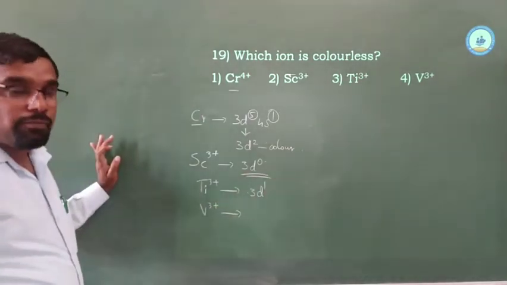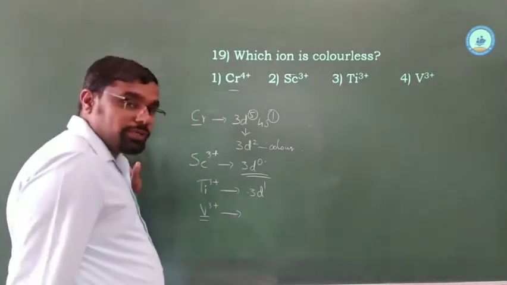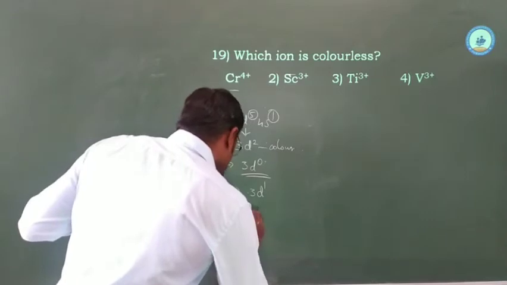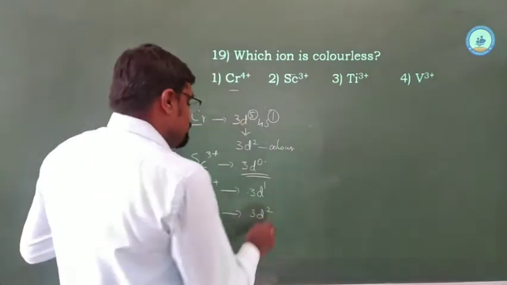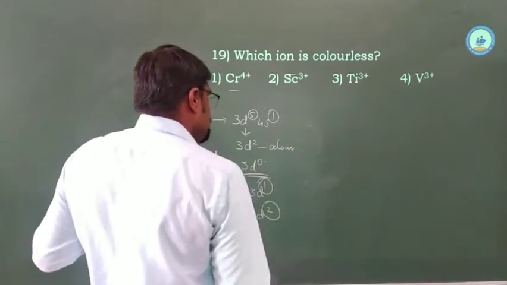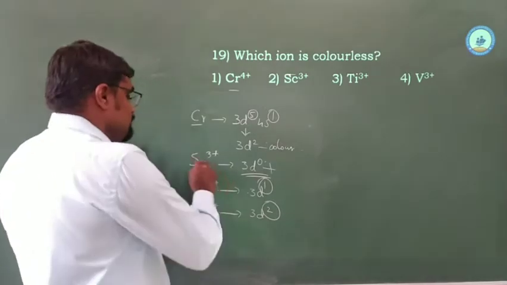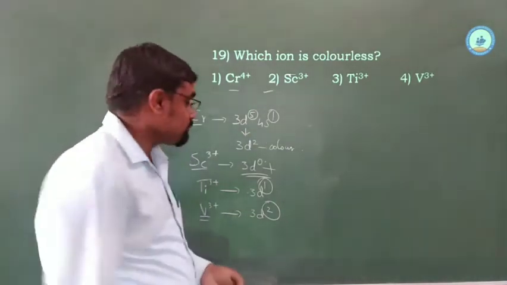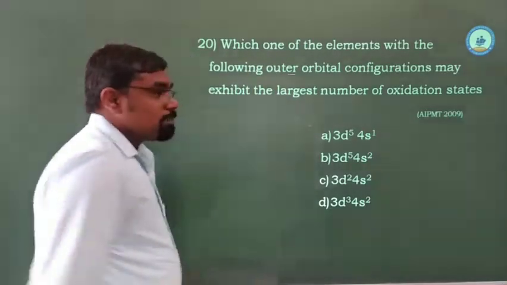Vanadium 3 plus, the atomic number is 23. So 2 electrons from the s orbital and 1 from the d orbital, leaving 2. So this one shows color, and that one shows color. The one not showing color is scandium, so scandium is the answer. Understand? Come to the next question.